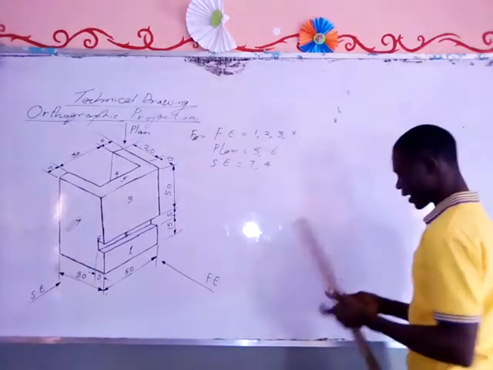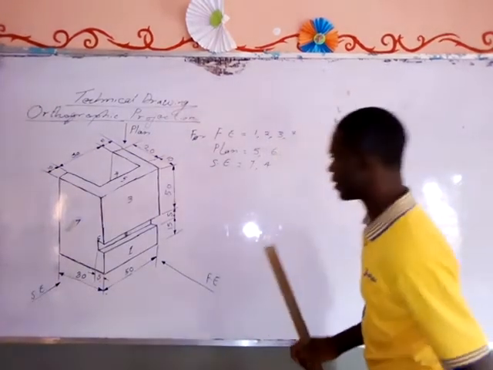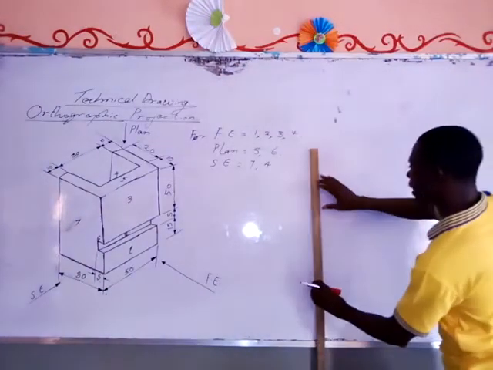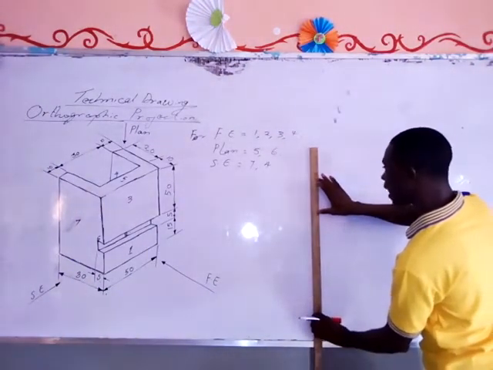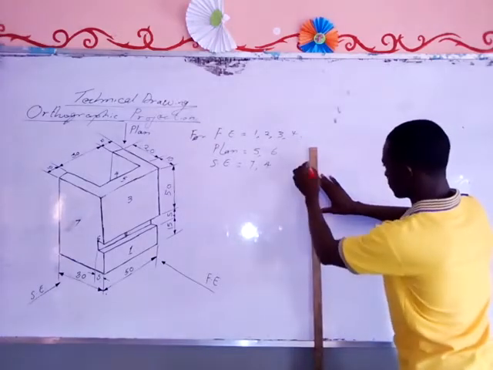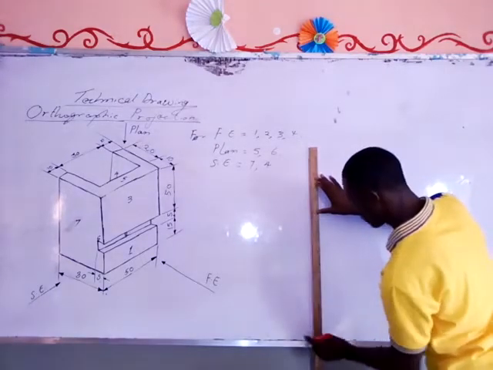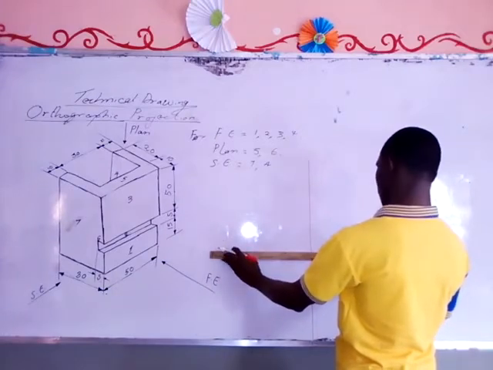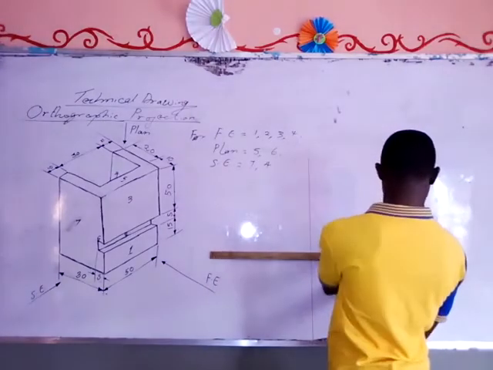These things are what we are going to put together to produce the orthographic views of this object. As I explained in the first video, what you need to do is divide the paper into 4 equal parts and carve out 4 quadrants. So we draw a vertical line, then you draw a horizontal line.